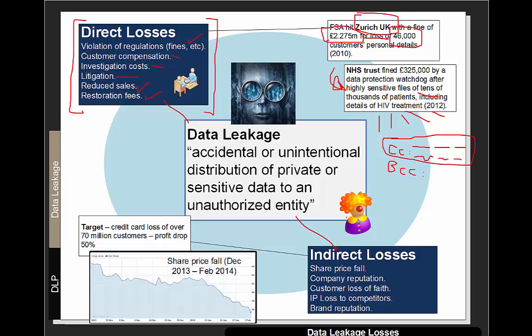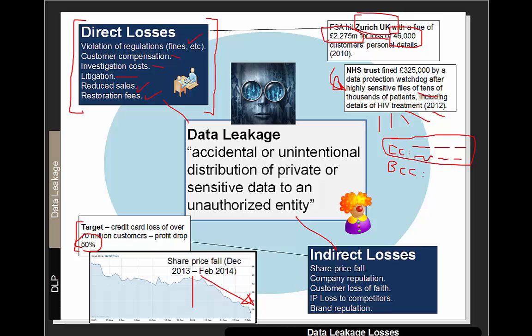And then there are indirect losses, and indirect losses are less tangible, but we can see here in terms of the Target hack, where over 70 million credit card details were stolen from the point of sale. We can see generally that the share price plummeted directly after the announcement of it, and they've also seen a 50% drop in profit since the incident, which happened in December 2013.